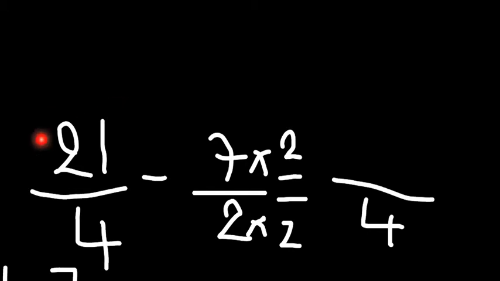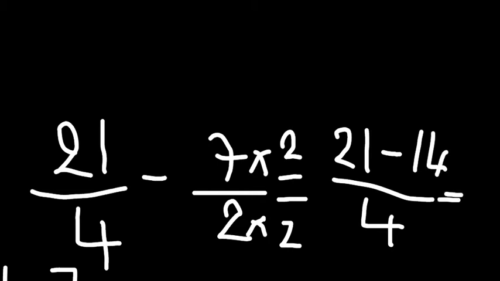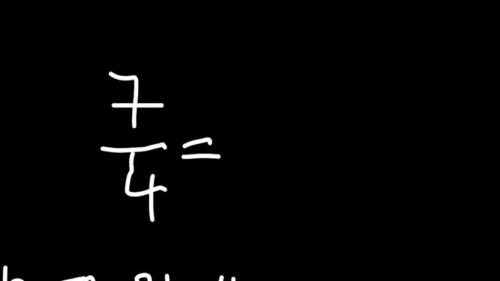Alright, so what do we have so far? We have 21. I put 21 minus, and also have 7 times 2, which is 14. I'm going to put 14 here. Okay, so what's 21 minus 14? That's obviously a 7, and I'm going to put a 7 here, over 4. Okay, so my answer is 7/4. Let me get this out of the way. Okay, so 7/4. This is obviously an improper fraction.